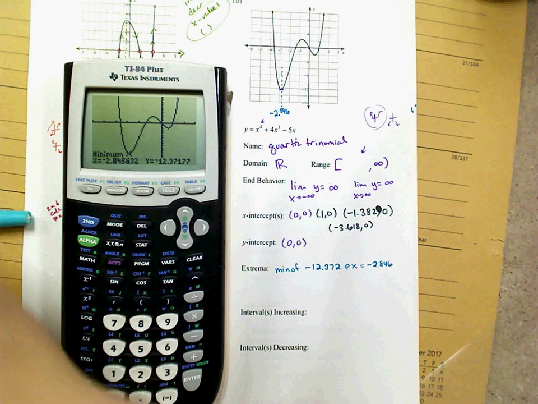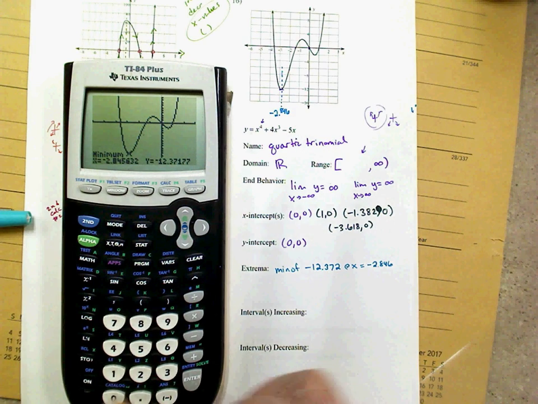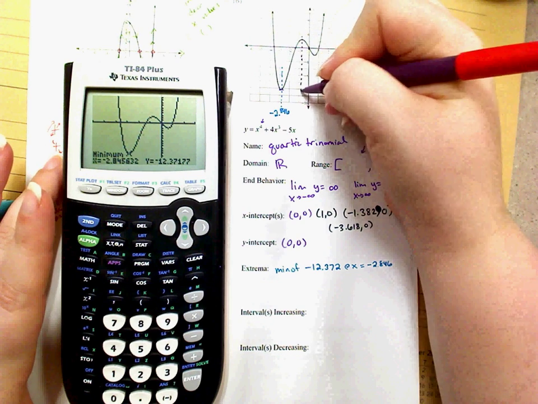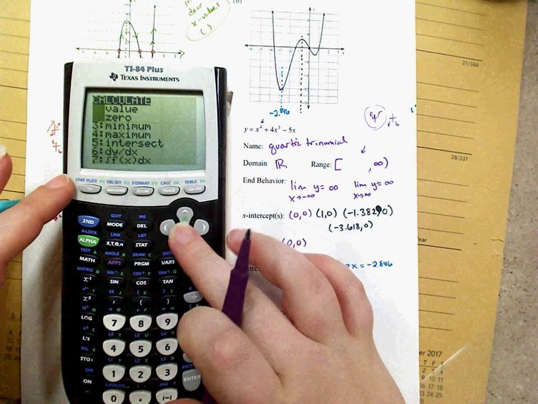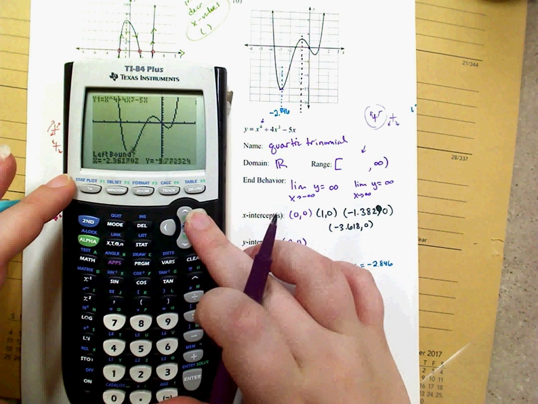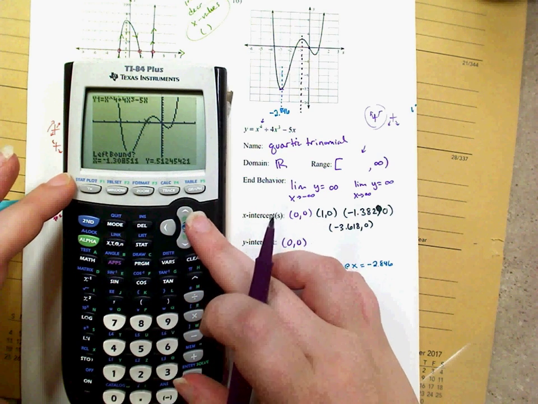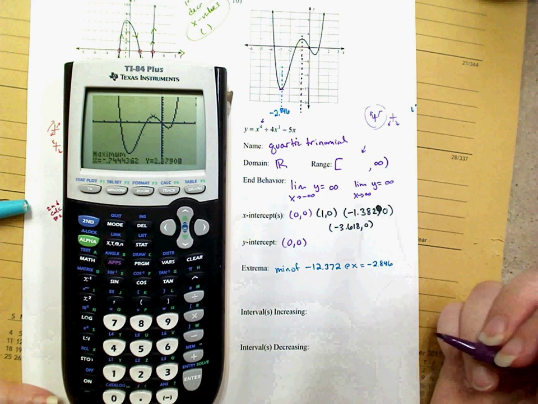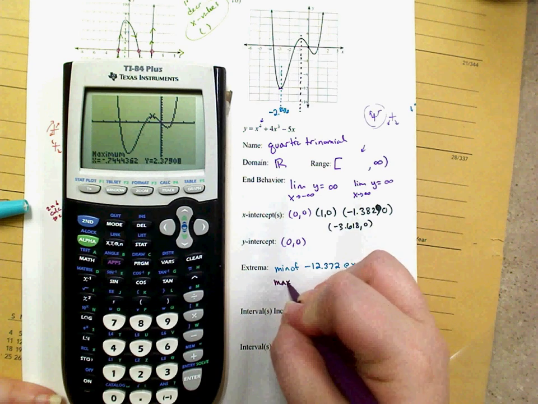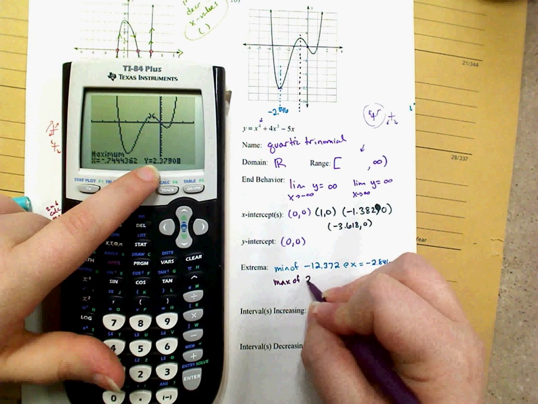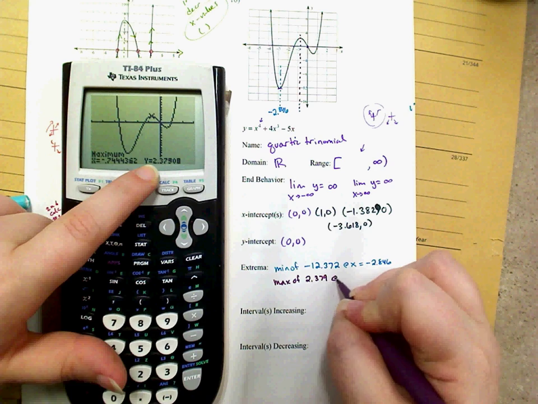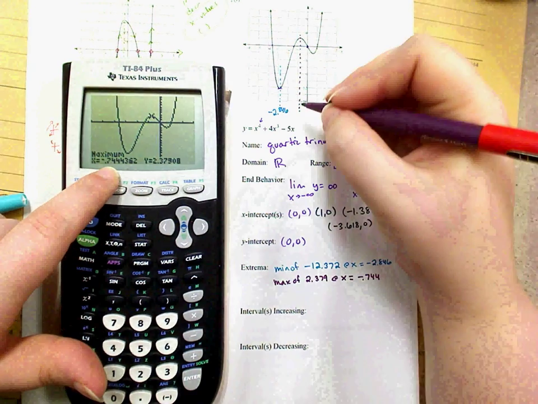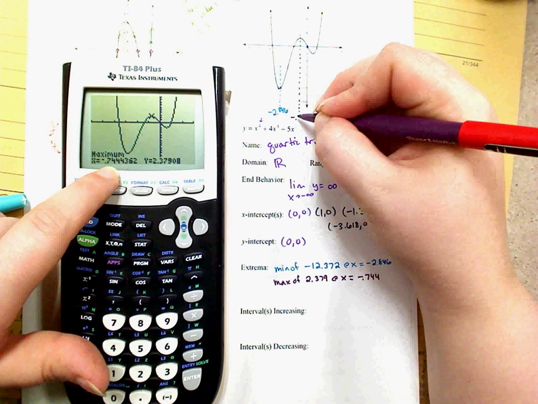Now I'm going to find this maximum. So second calculate max. I'm a little bit to the left, now I'm a little bit to the right. Press enter, and I get that I've got a max of 2.379 at x equals negative 0.744. So the x value is negative 0.744.